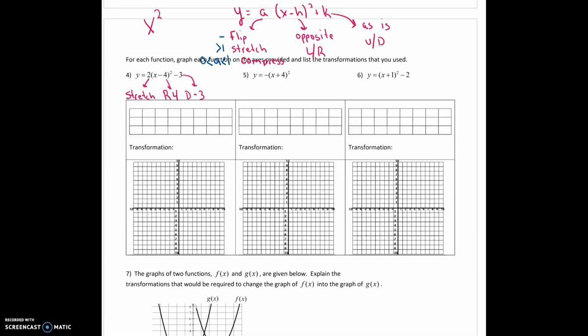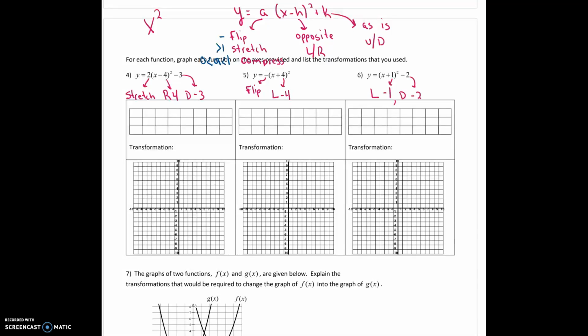Moving on to number 5, this negative is going to make it flip. And this 4 is in the house, so I want to take the opposite. I look at it as negative 4, and that means it's going to go left 4. And on the final one, this 1 is in the house, so again, I take the opposite. The negative means it's going to go left 1, and I'll leave this one as it is, and that means it's going to go down. Okay? All right, but let's talk about graphing.